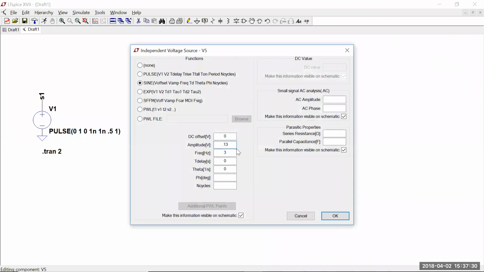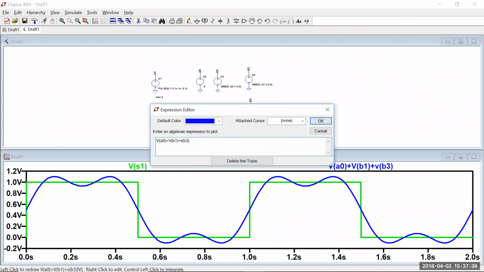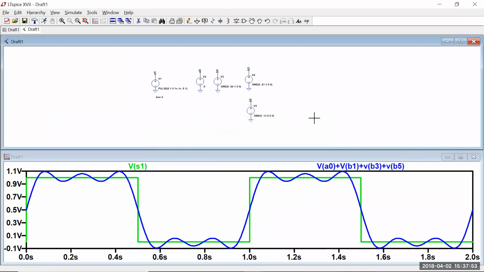Point 0.13, 5 hertz. All right. Now it's getting closer, right? But you might be imagining to yourself it's going to be really hard to get a square corner here, a 90-degree corner.